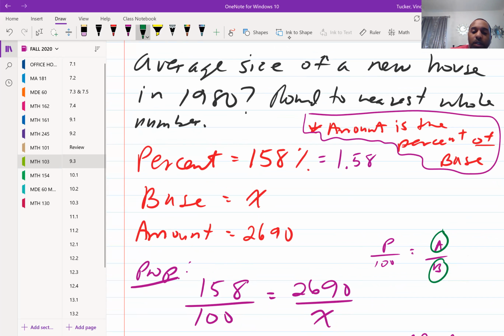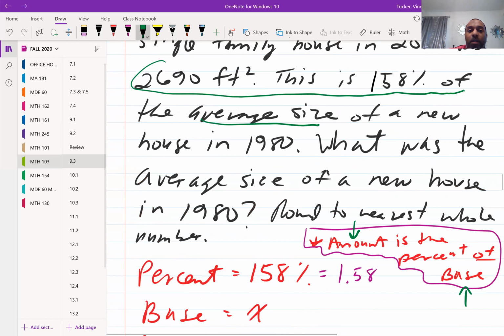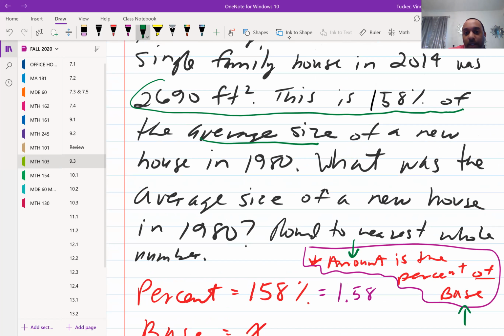So really, the percentage part is not the issue. It's making sure you know which part is the amount and which part is the base. If you look at it like this, the amount is the percent of base. Look at that statement. Amount is right here, and whatever you're taking the percent of is your base. So going back to our statement, 2690 is 158% of the average size of a new house in 1980. And then they ask us what was the average size of a new house in 1980.